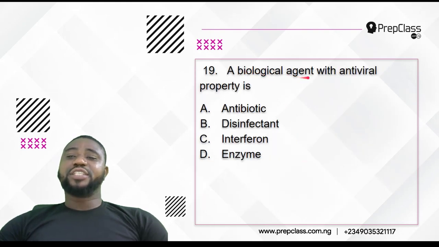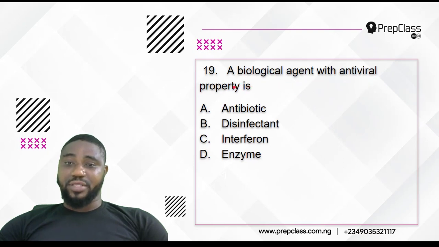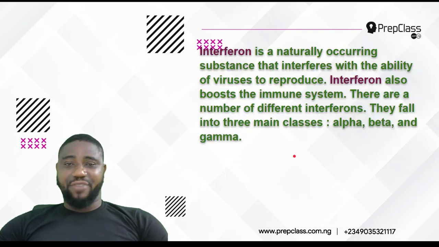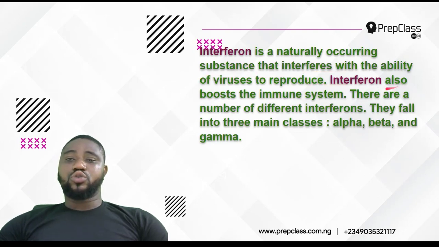19. A biological agent with antiviral properties. Is it antibiotic? Is it disinfectant? Is it interferon? Is it enzyme? It's interferon. Now, interferon is a naturally occurring substance that interferes with the ability of viruses to reproduce. Interferon also boosts the immune system. There are a number of different interferons. They fall into three main classes: alpha, beta, and gamma.